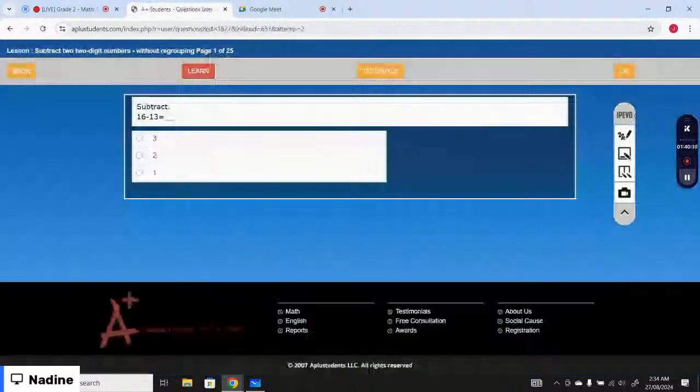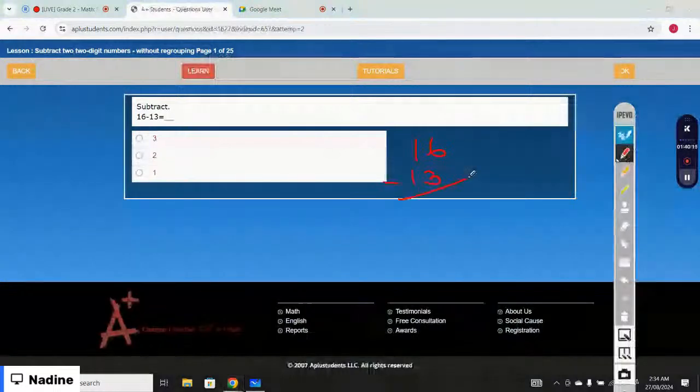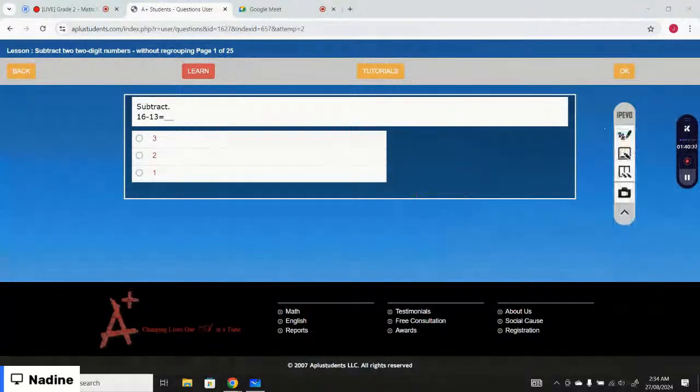16 take away 13. So you can subtract whatever way you find easy. Either you can do the backward counting, or you can subtract the ones and then the tens. So start with 6 take away 3. Start subtracting the ones digit, right? So 6 take away 3 is 3 and 1 take away 1 is 0. That means 16 take away 13 is 3. Option number 1 is the correct option, right?